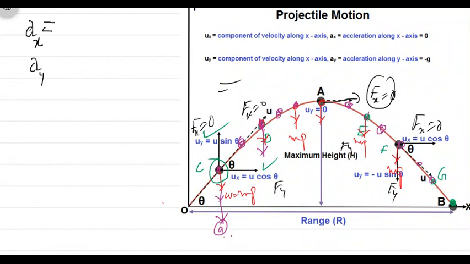Think along the x-axis. Here we have discussed in detail. Because there is no force along the x-axis, the force is zero along the x-axis everywhere, at each point on the trajectory. That's why the acceleration of the projectile motion along the x-axis is always zero.